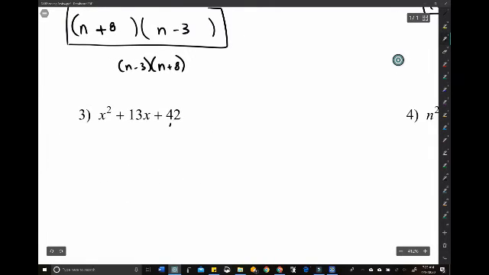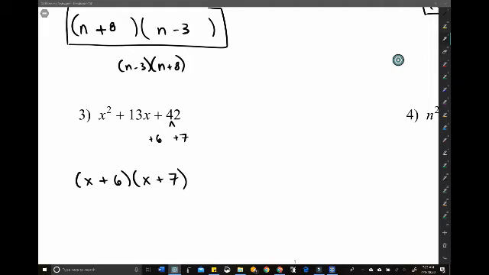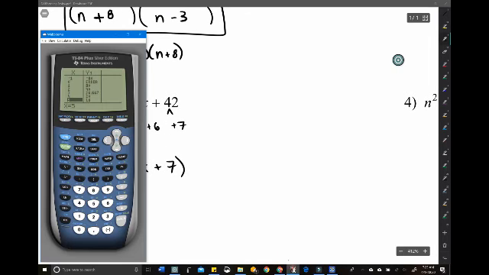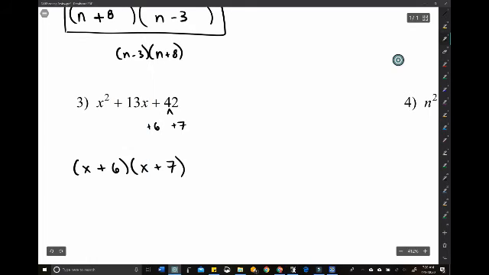Positive and positive, 42: 6 and 7. Positive 6, positive 7. Again, it's helpful to know your multiplication factors. If you're not as quick with those, you can use the table in your calculator. I'll see if I can quickly bring that up to help you out there. There it is. So remember, you can do 42 divided by x, go to the table, and then here's all your factor pairs. And you're just thinking which ones happen to add to 13. Okay, so 6 and 7.